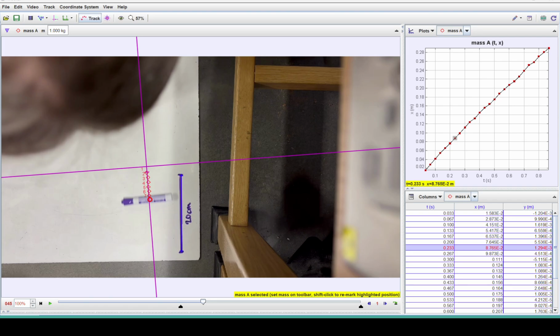Here's an image of the program Tracker we used to demonstrate the position over time observed with this marker.